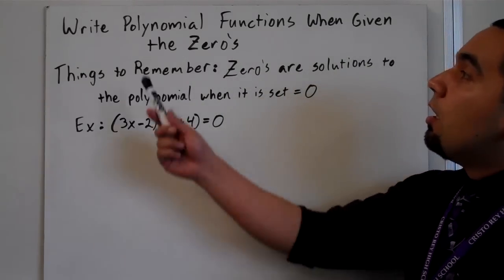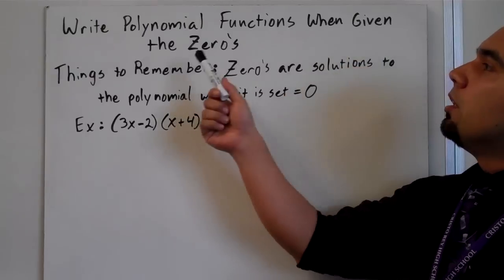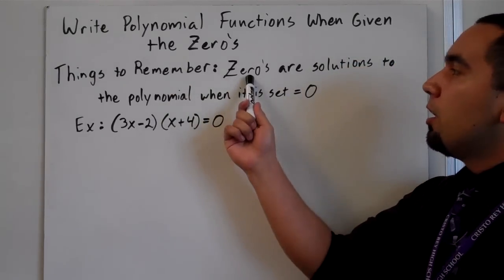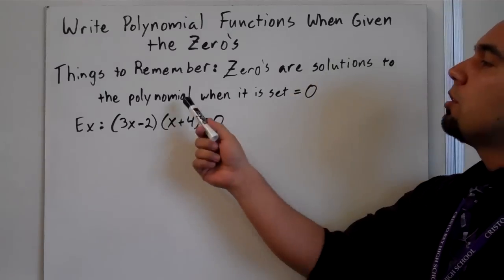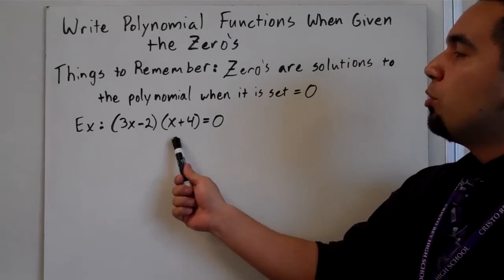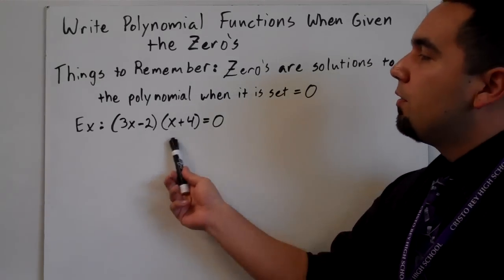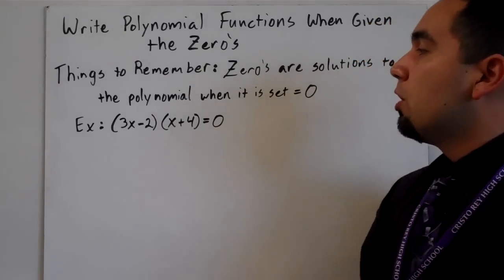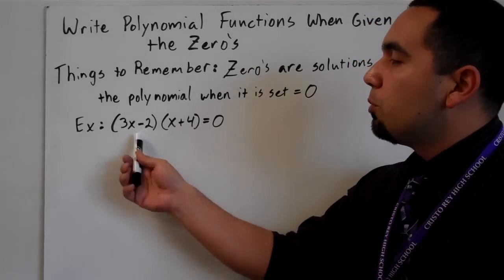Okay, so this is writing polynomial functions when given the zeros. Some things to remember: we've been talking a lot about zeros, but zeros are solutions to the polynomial when it is set equal to 0. Just as an example, we can remember something like this. When we factored it out and set it equal to 0, we were solving it by saying, well, I know that I have multiplication going on.